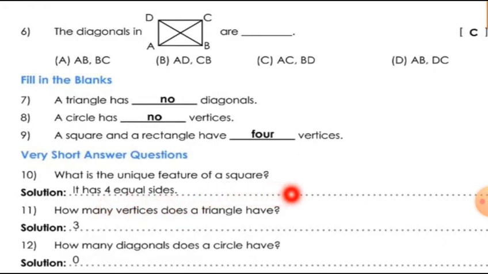Next is, how many vertices does a triangle have? 3. Yes, a triangle has 3 vertices. Now the next is question number 12. How many diagonals does a circle have? Children, we know a circle doesn't have any corner or any vertex. So, there are no diagonals also. So, the number of diagonals is 0. You can write 0 there.